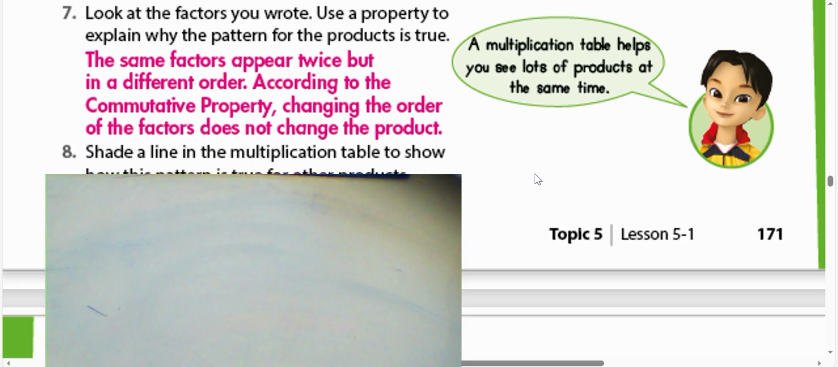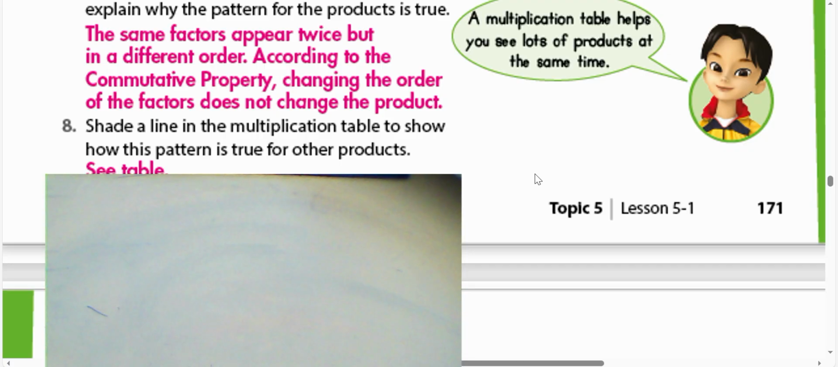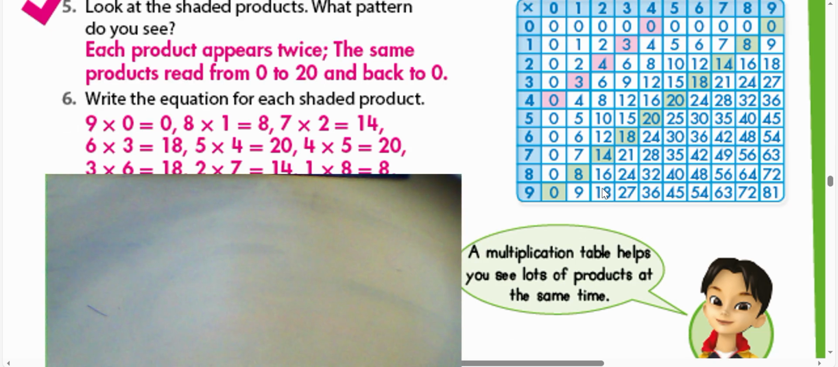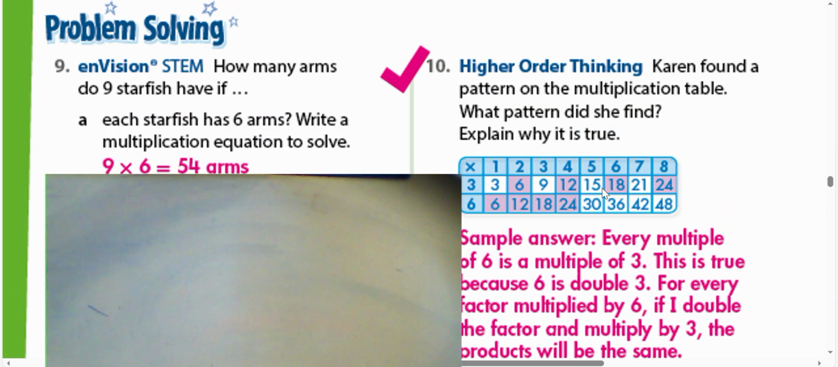Number 8. Shade a line in the multiplication table to show the pattern is true for the product. Look at the table here and shade this part. Okay, you can shade this part, start from 0 to the end, and color this part to find the answer. Okay. Next question.